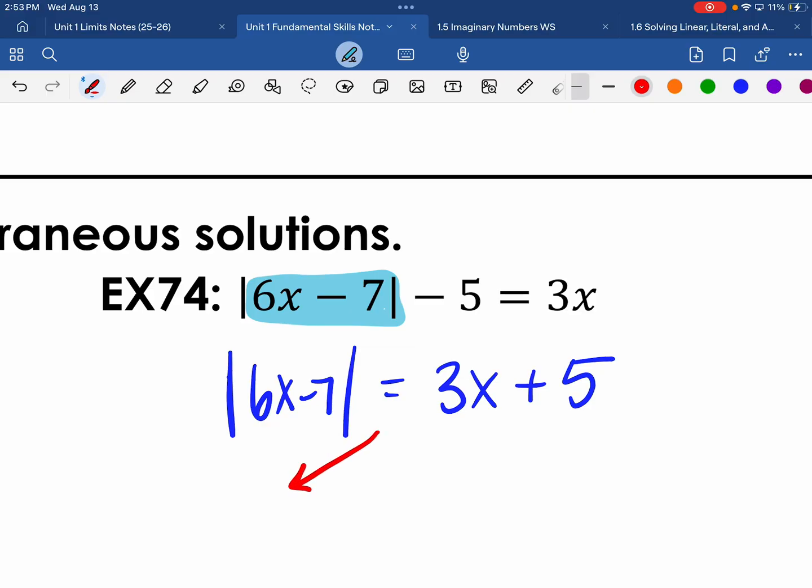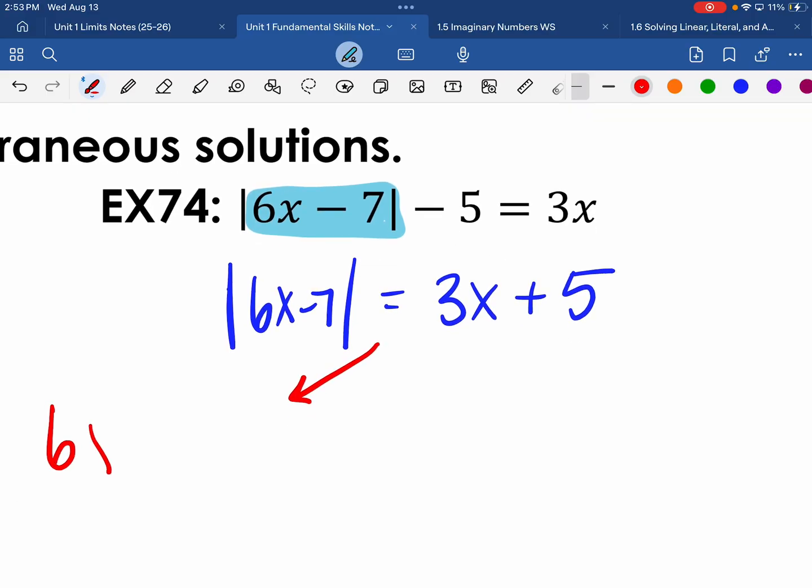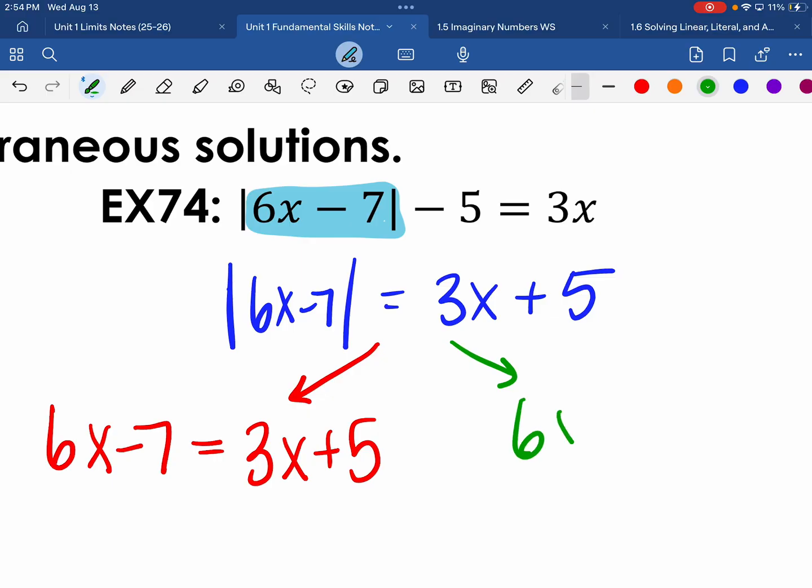All right, so we're going to split this up. The first way, you're going to write it the exact same way. 6x minus 7 equals 3x plus 5. The second way, I'm going to keep the 6x minus 7 the same, but the 3x is going to be negative, and the 5 will be negative. So everything on the right side is going to have to switch signs.